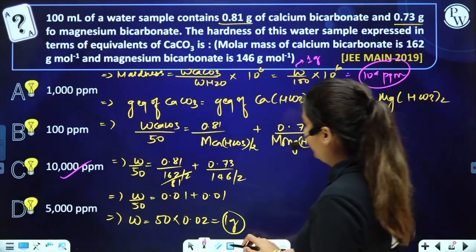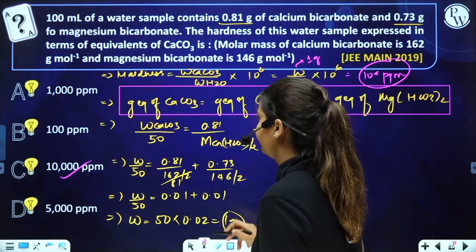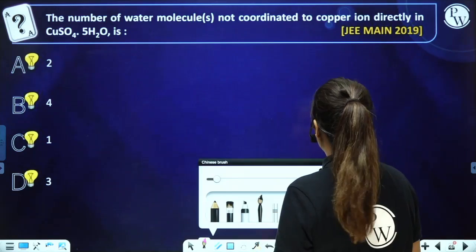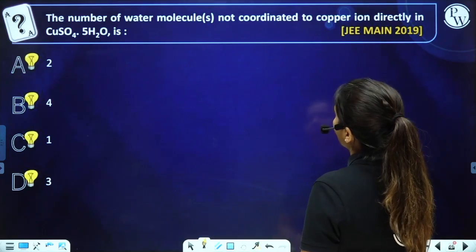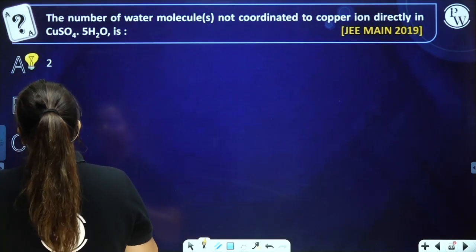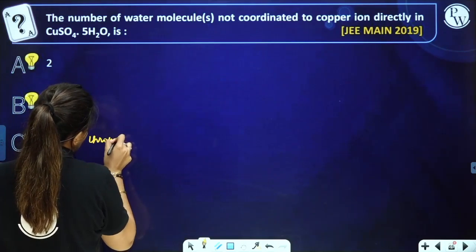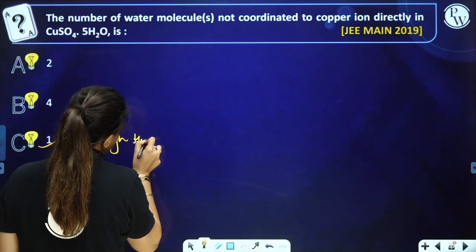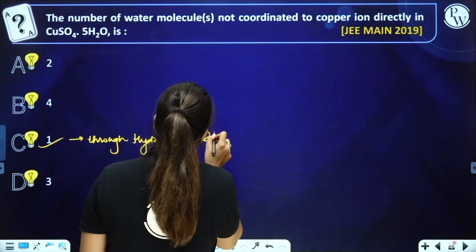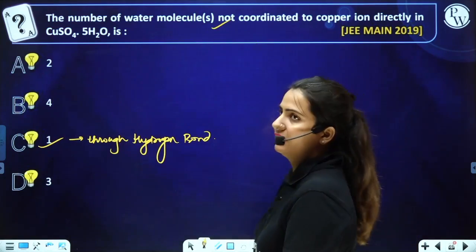You can simply solve it by using this equation; you are required to first understand what you have to put. The number of water molecules not coordinated to copper ion directly in copper sulfate: only one, because one is through hydrogen bond and four are through coordinate bond. One is through hydrogen bond, not coordinated to copper ion directly in CuSO4·5H2O.